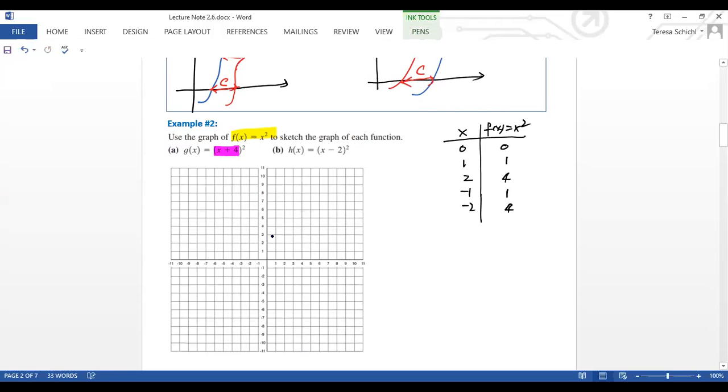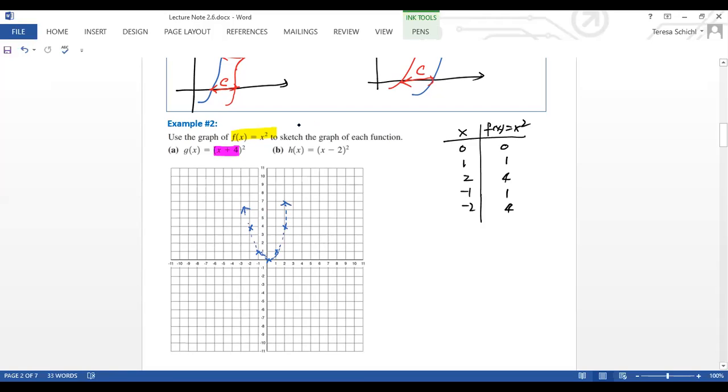So let's draw. The first one is 0, 0, 1, 1, 2, 4. We did this. And negative 2, 4, right? Since this is a parent function, I use the dotted lines, so I'm not using the solid line. So this is the function I need to start with.